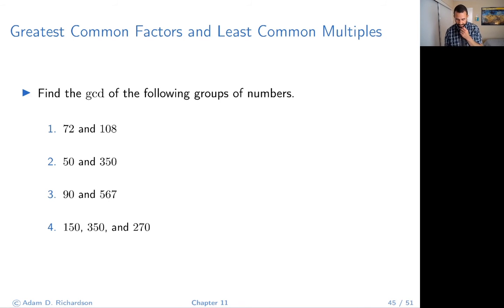Okay. I'll do a couple of these and then I'll leave the rest for you. Actually, I'll do a couple. So wait, let's do 50 and 350. No, that one's too easy.